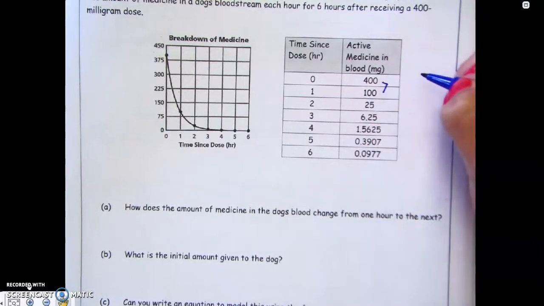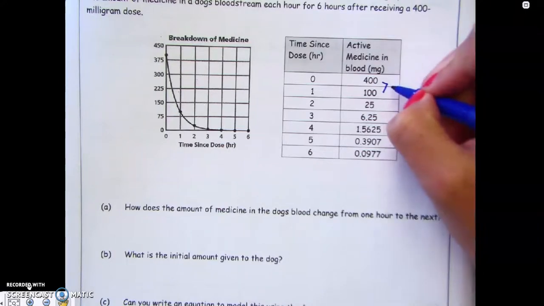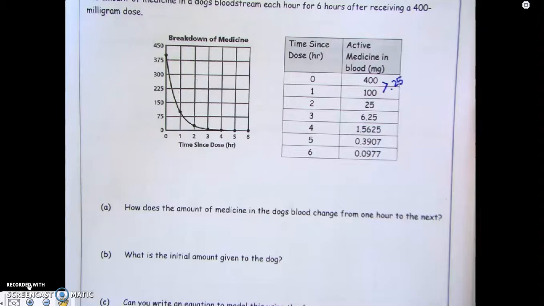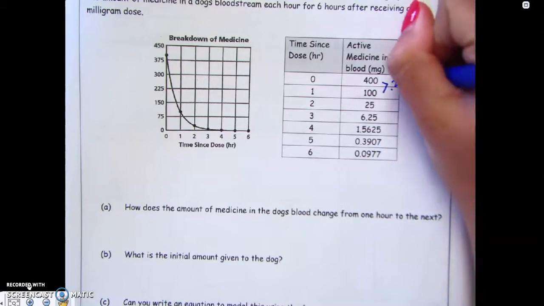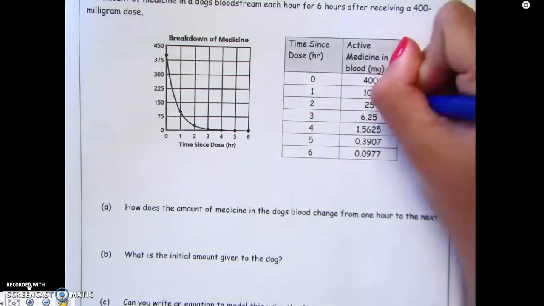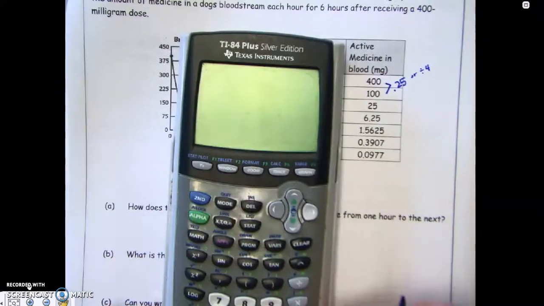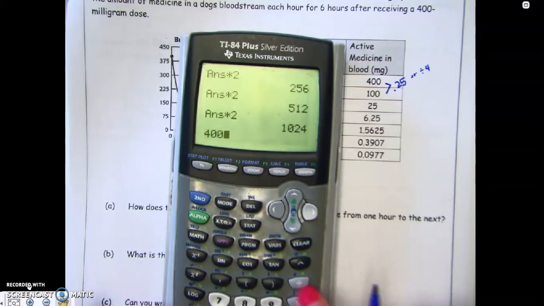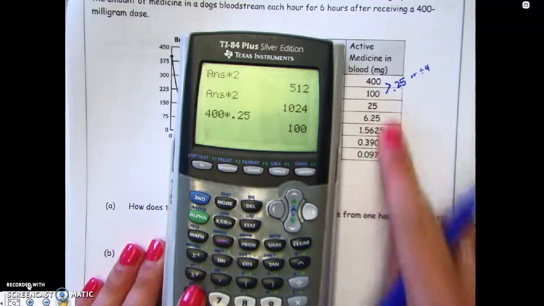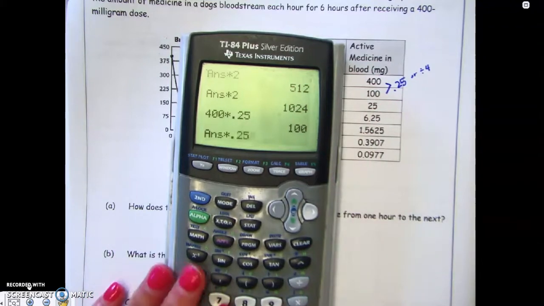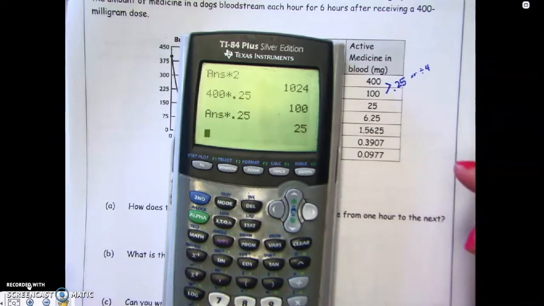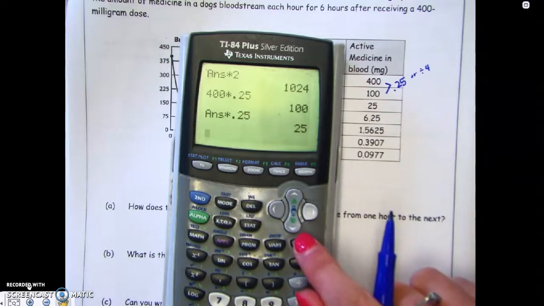So to get from 400 to 100, I would either divide by 4 or multiply by 0.25. So either one. Okay, and if I put it in my calculator, if I did 400 times 0.25, I would get 100, which is what I have in my table. And if I did 100 times 0.25, I would get 25, which is in my table. So I know that that's the rate that it's growing, or decaying in this case.